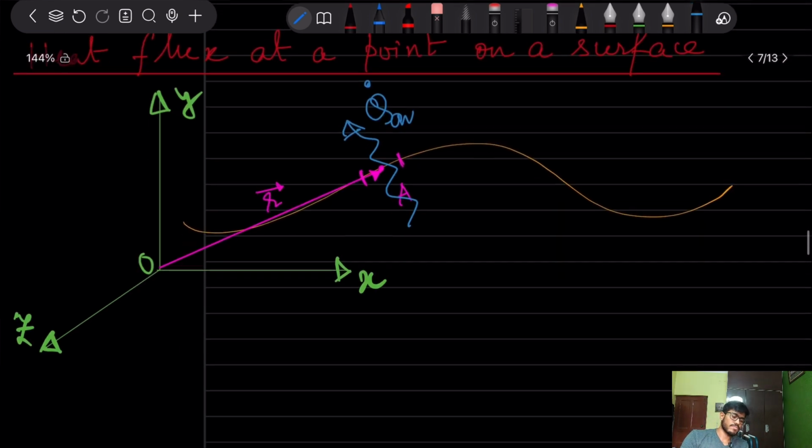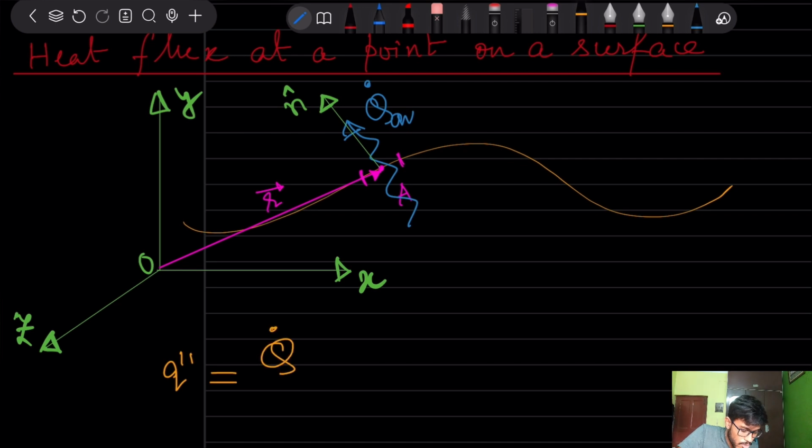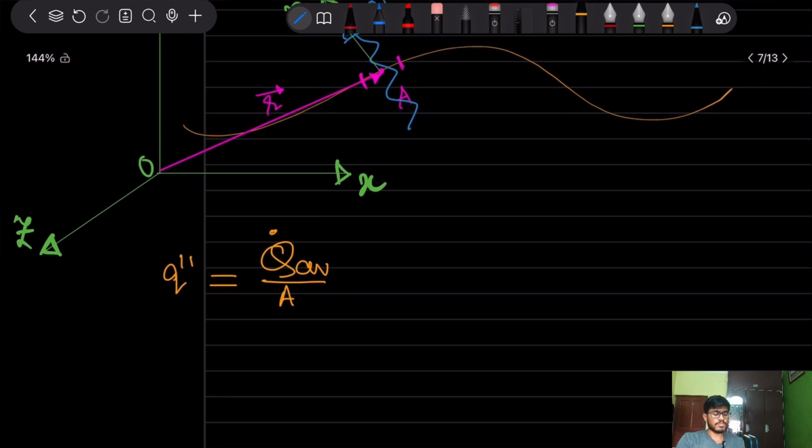Another thing is that this is the direction of the unit normal of the area A. If this is the case, then my heat flux Q double dot through this area A is defined as Q dot average by A.